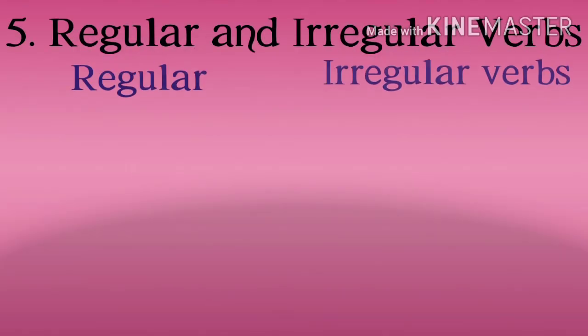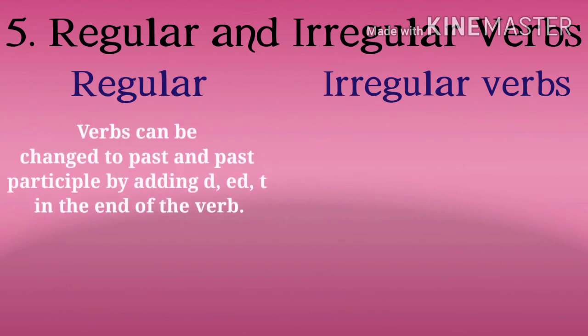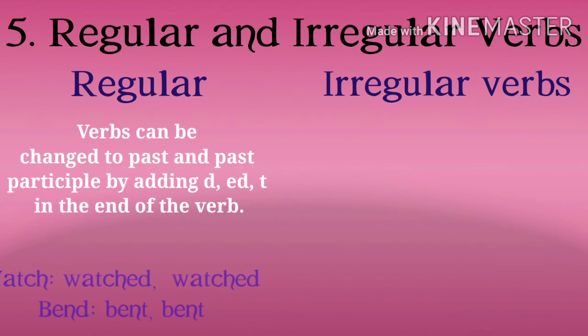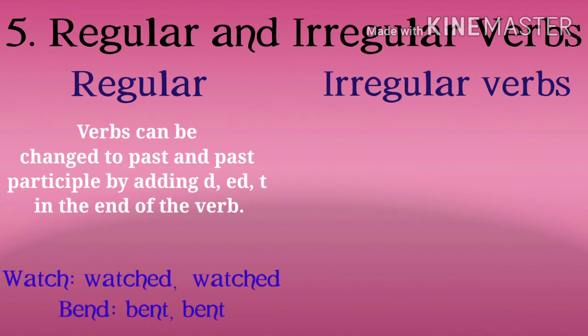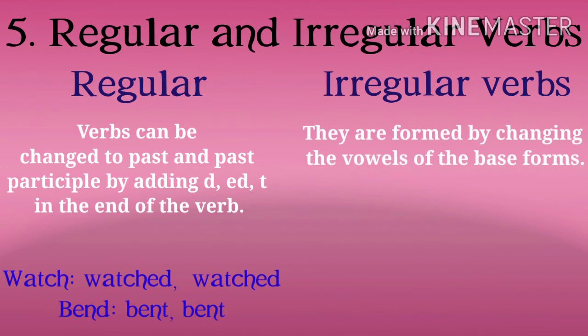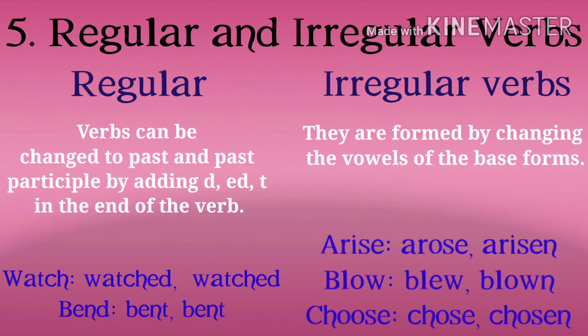Next comes the regular and irregular verbs. Regular verbs can be changed to past or past participle by adding d, ed, or t at the end of the verb. Example, watch becomes watched, watched, and bend becomes bent, bent. But irregular verbs are formed by changing the vowels of the base forms. Example, arise is changed to arose, arisen. Blow is changed to blew and blown. Choose changes to chose and chosen.